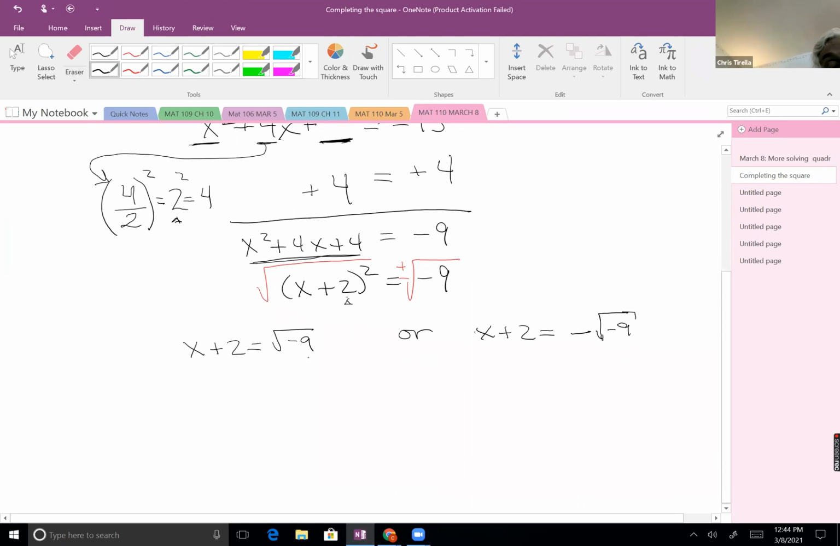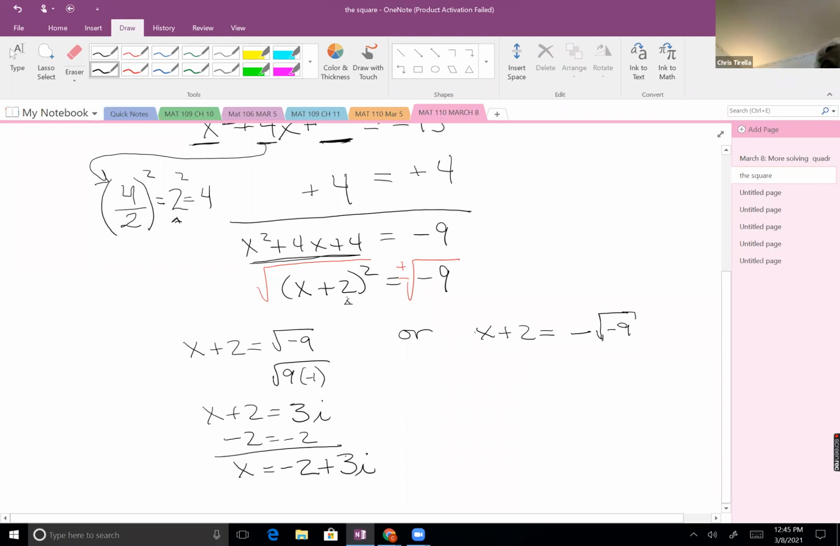Well, we've got a negative under the radical. Remember, that means we're going to have an imaginary number. We can look at that as the square root of 9 times -1. So that gives me that x plus 2 equals 3i. And so I'll subtract 2 from both sides and get x equals -2 plus 3i.